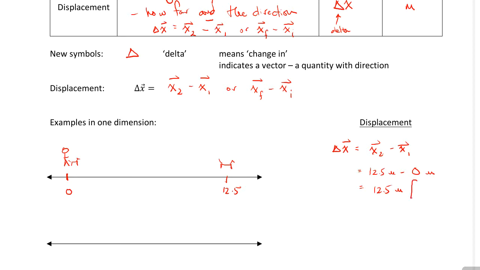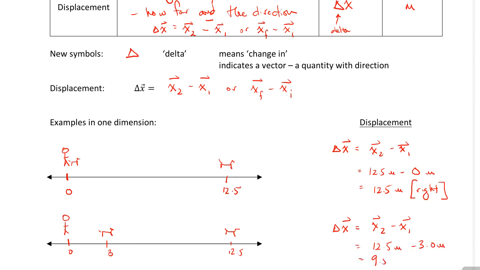And I said it includes a direction, so we're going to put the direction in square brackets, and that's 12.5 meters right. Okay? What if I had started here at 0, and he had started at 3 meters away from me, ready to go, and then ran out to 12.5 meters. So in that case, we just subtract again, but now I'm subtracting 12.5 meters minus 3 meters, and that's 9.5 meters.